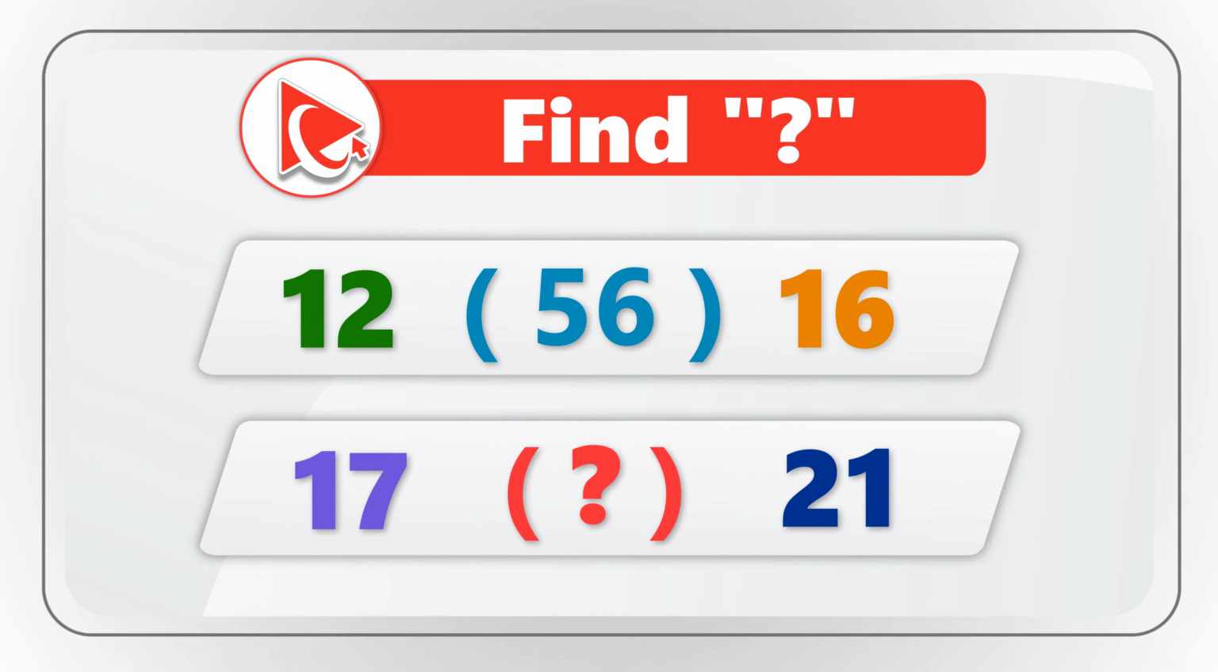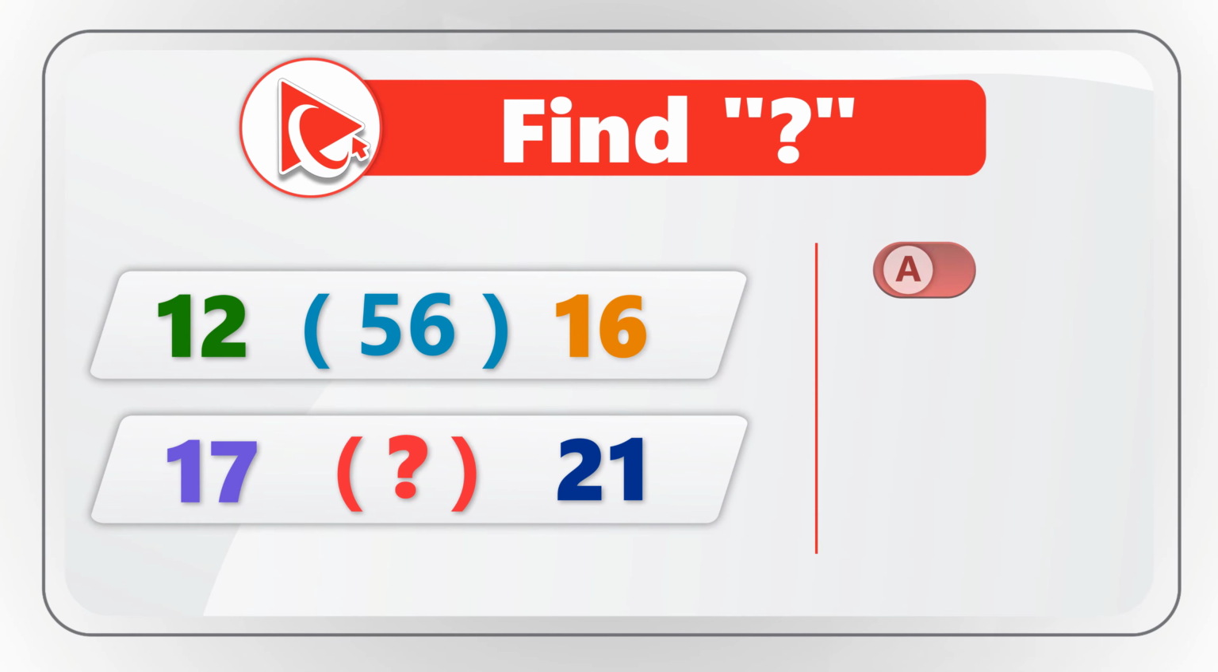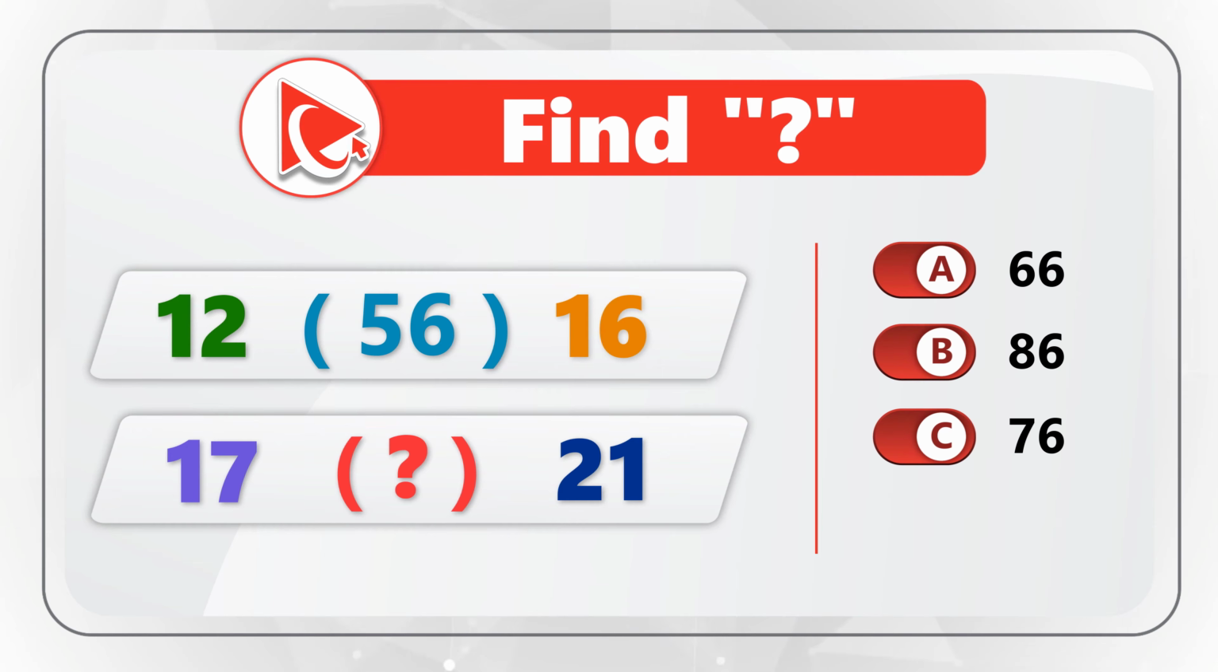You need to calculate and select the missing number out of 4 possible choices. Choice A, 66. Choice B, 86. Choice C, 76. And last but not least, choice D, 96. Take a close look to see if you can come up with the answer.